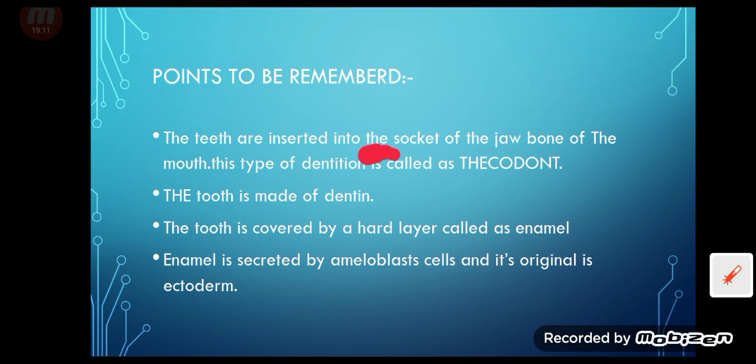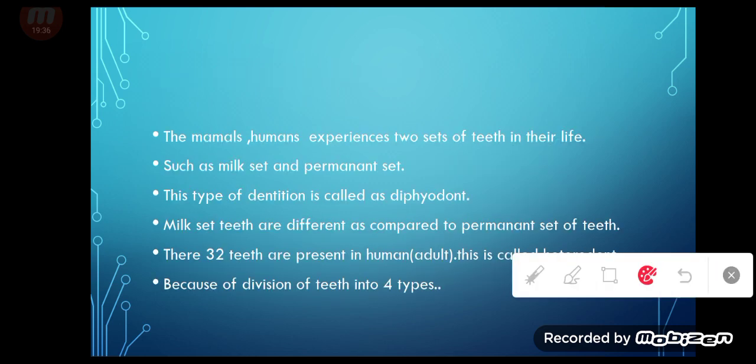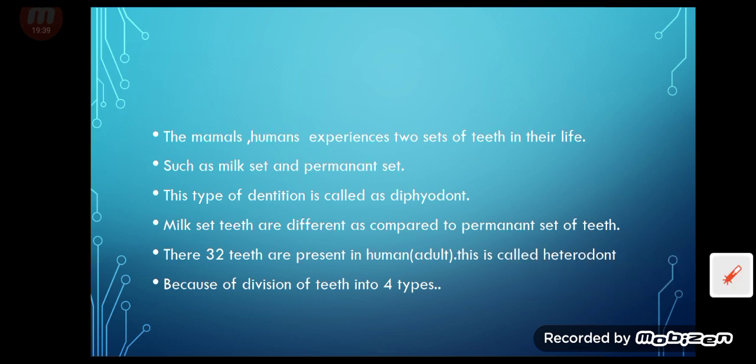Now the tooth is made of dentin. I have already explained it. And the third point is that the tooth is covered by a hard layer called enamel. So the outermost layer is called what? Enamel. Enamel is a secretion of ameloblast cells and it is ectodermal in origin. Let's move on to the next slide.